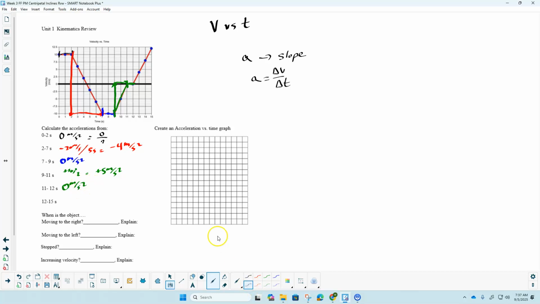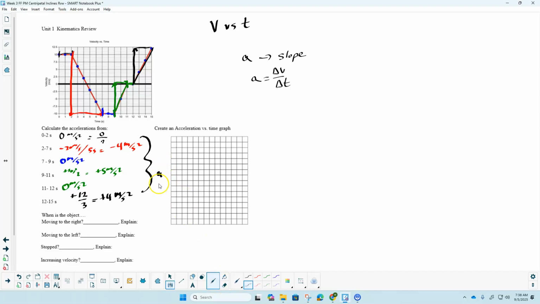And then finally, the last part, it goes up 12, and it takes 3 seconds for that to happen. So it's a positive 12 divided by 3, which is a positive 4 meters per second squared. What we're going to do next is take that information and plot it on a graph. So we're going to make an acceleration versus time graph.